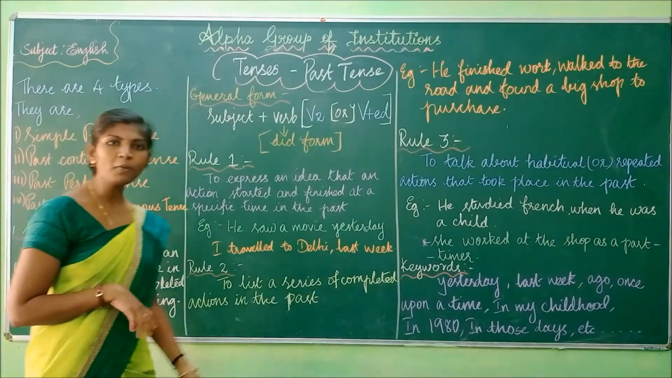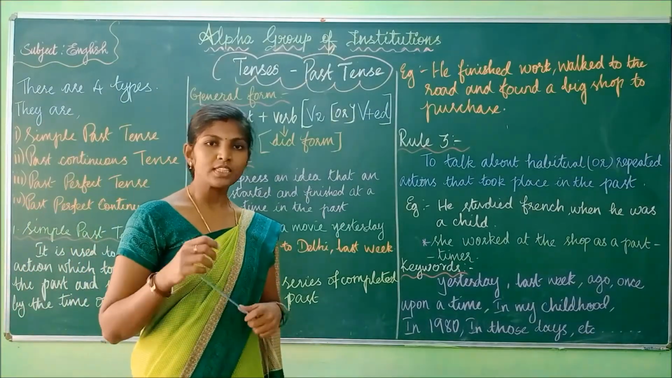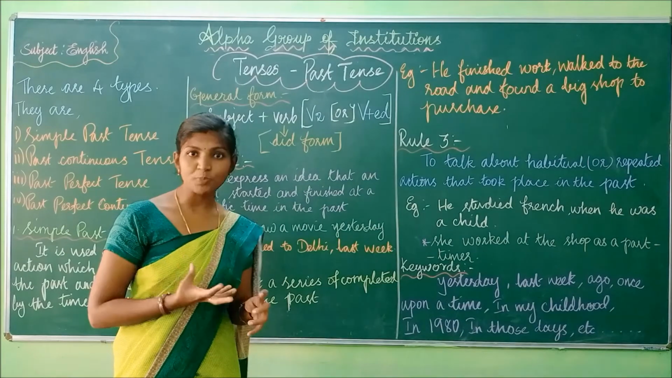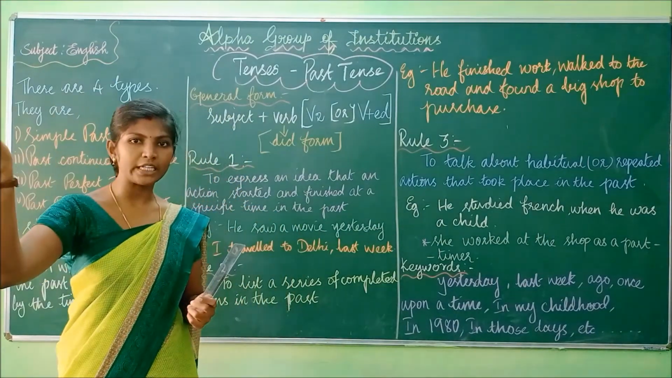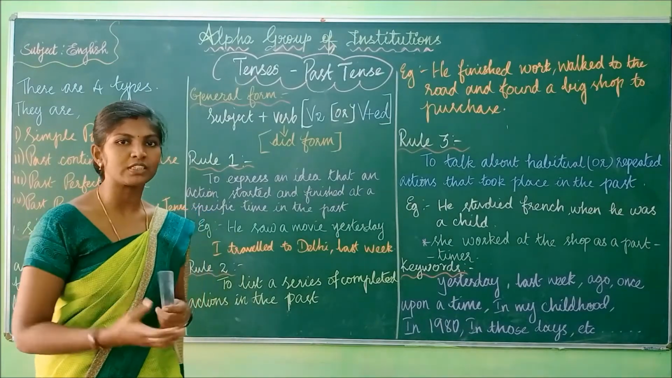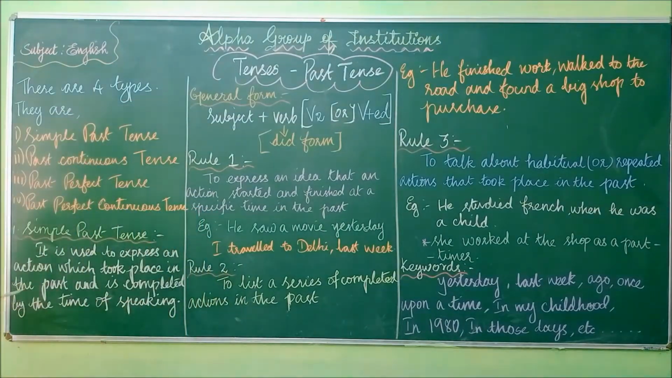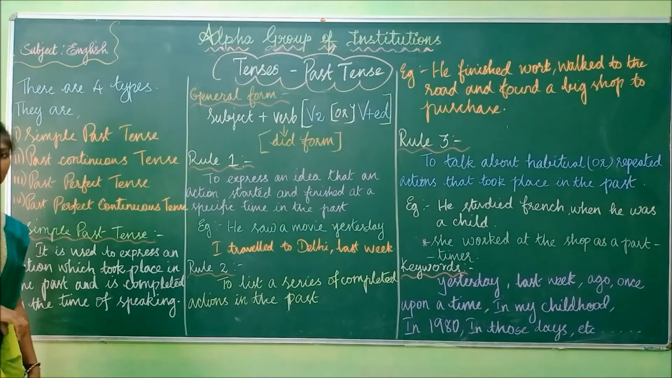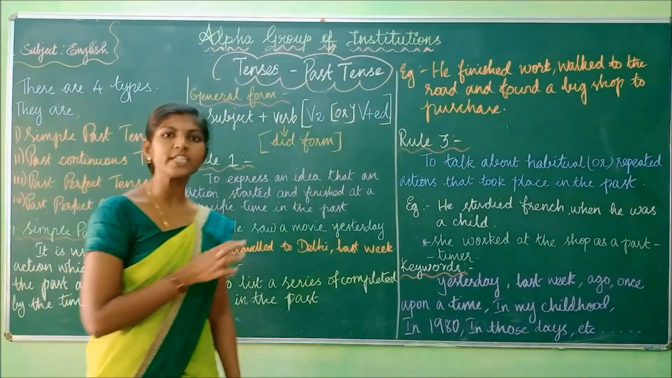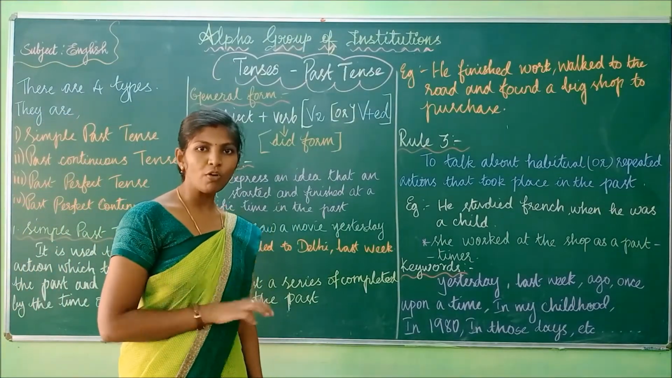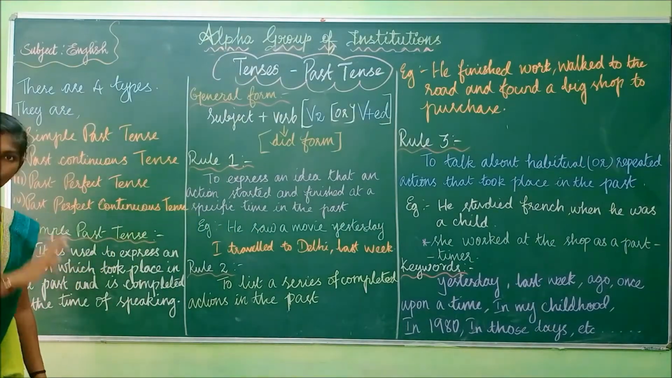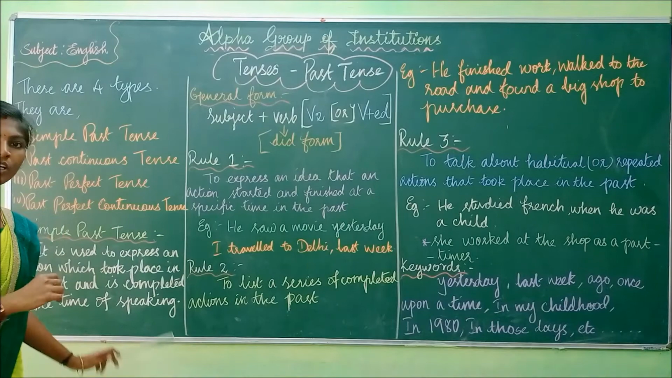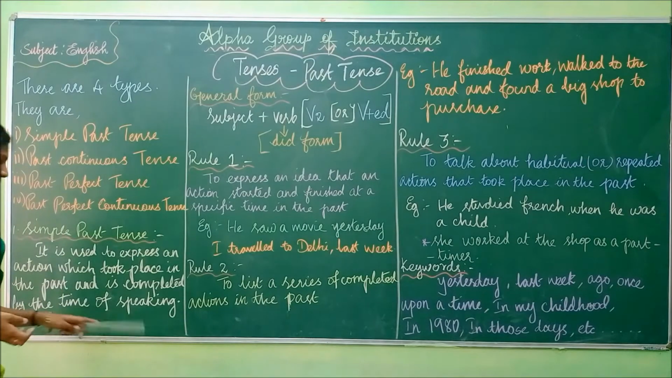So listen now, something has happened, okay? Something is over. So to express an action which is over in the past, which is over in the past and is completed by the time of speaking. So when we speak about it, it's not happening, it's over already. So the action which is over and not happening at the time of speaking is called simple past tense.